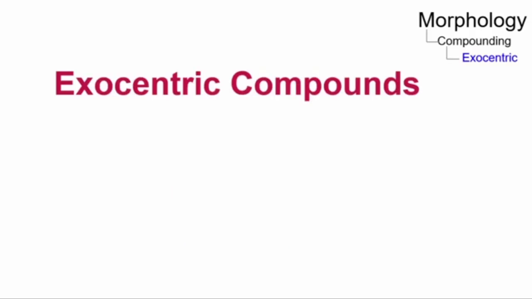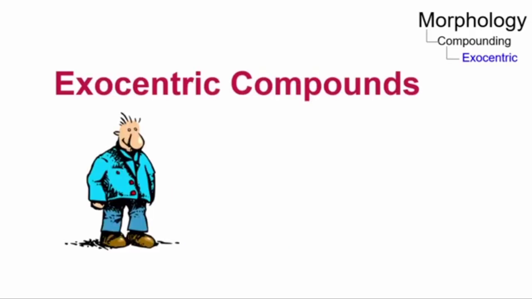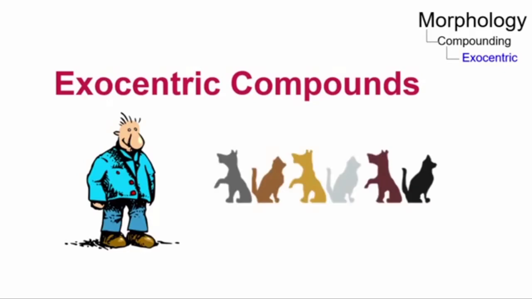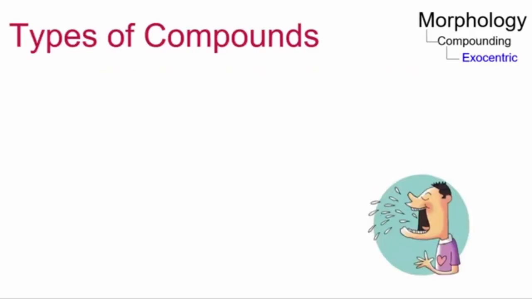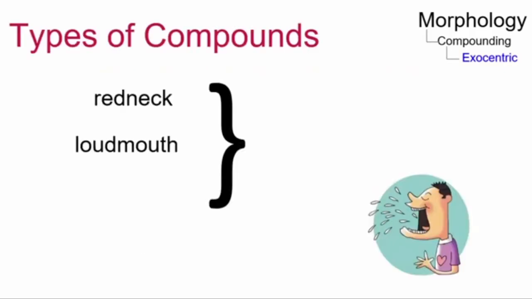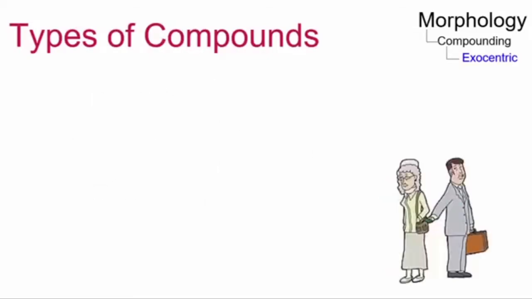In the English language, exocentric compounds refer most often to human beings, or in the rare case to animals. Such exocentric compounds, as for example, redneck, loudmouth, or redskin, denote a person with a quality expressed by the compound. A loudmouth is someone who has a loud mouth, and a redskin is someone whose skin is a reddish color. These compounds consist of an adjectival modifier and a noun head.